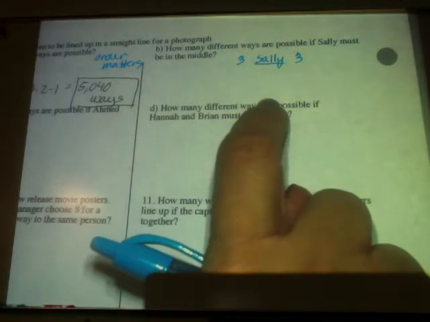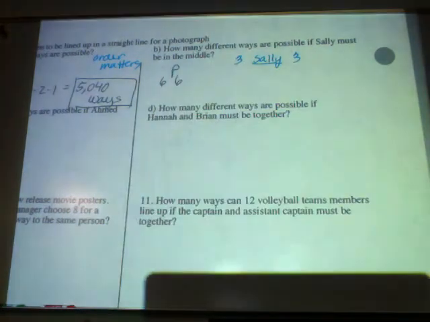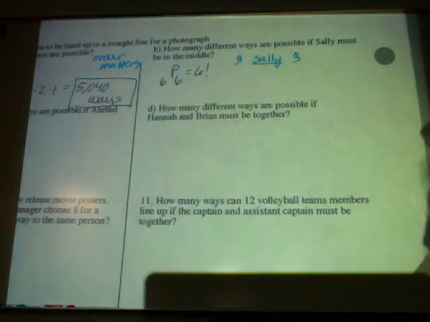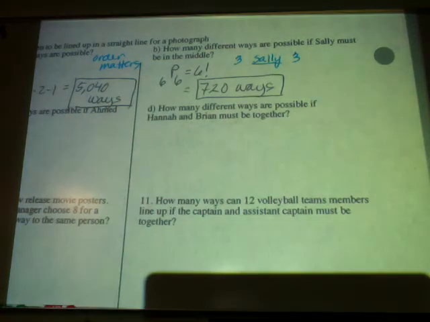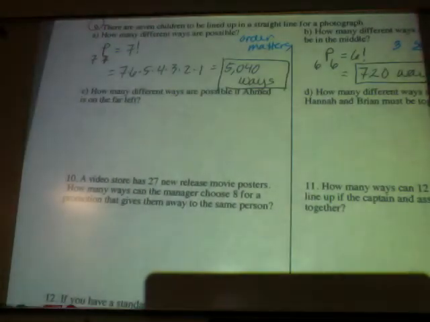Does order matter? Yes, so it's still a permutation. But how many items are we choosing from this time? Six, because Sally will always be in the middle, and we're arranging six people. What's the shortcut when these are the same? So it's six factorial. Haven't we already done six factorial before? 720 ways. So the minute that Sally has to be in the middle, it cuts our number of arrangements down by quite a bit. Then look at what they do. How many different ways are possible if Ahmed is on the far left?